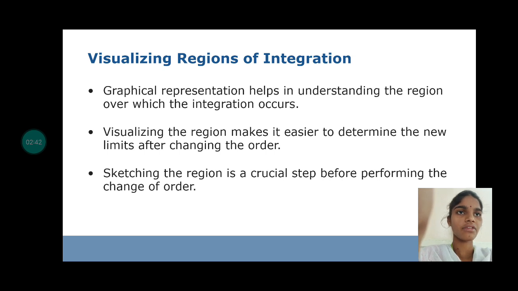Visualizing the region of integration. Graphical representation helps in understanding the region over which the integration occurs. Visualizing the region makes it easier to determine the new limits after changing the order. Sketching the region is a crucial step before performing the change of order.